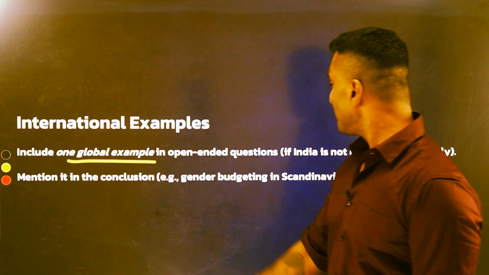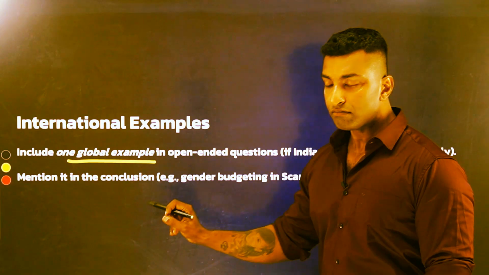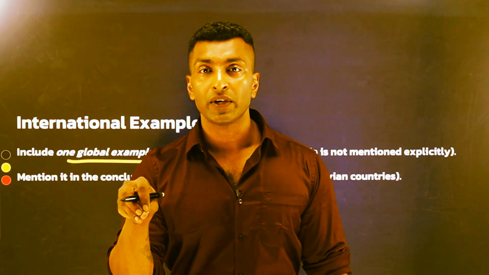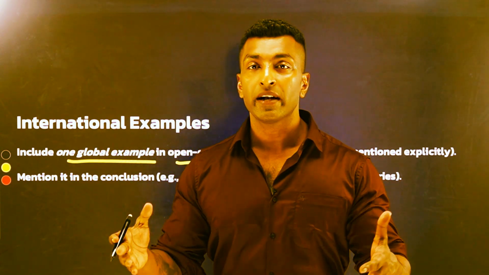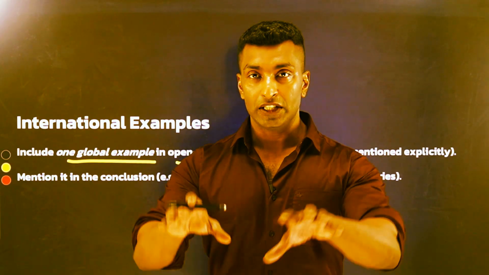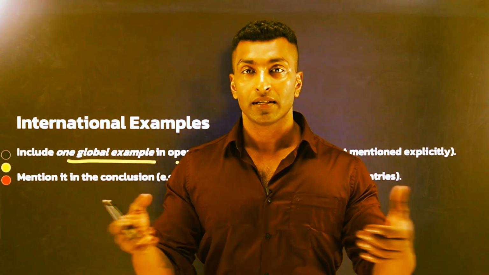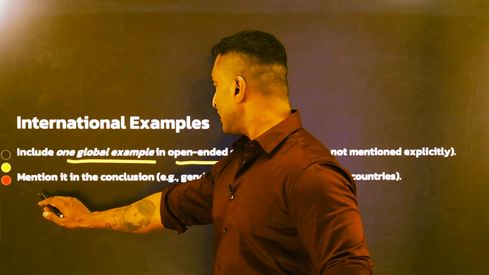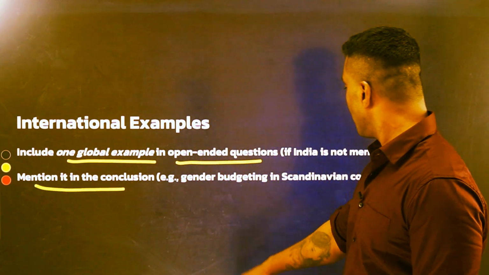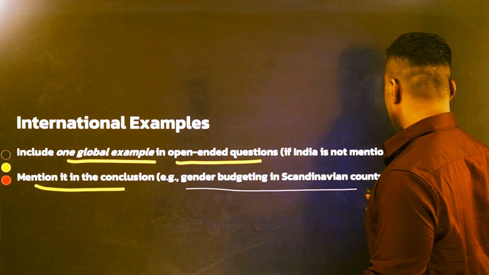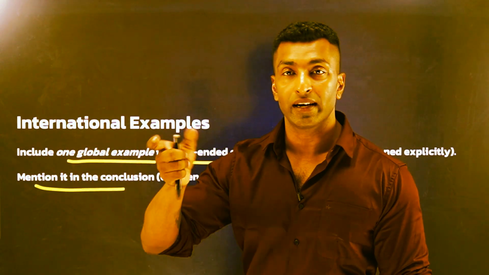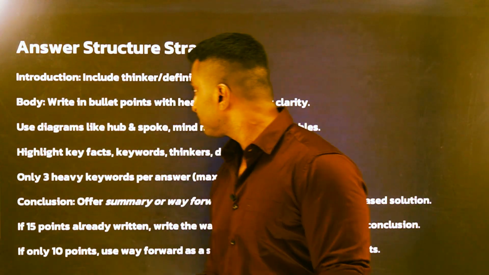And one global example, again, that should be more useful in an open-ended question, right? If they have mentioned India specific, then there is no need to go for it. If it is an open-ended question, you can bring in that area. If it is very specific, explicitly mentioned that it is Indian specific, then you don't go for it. So I hope you got that point. You can mention it in the conclusion also, like gender budgeting in Scandinavian countries as one example. As I have told you, Japan's education system, if you get a question on education, like that.